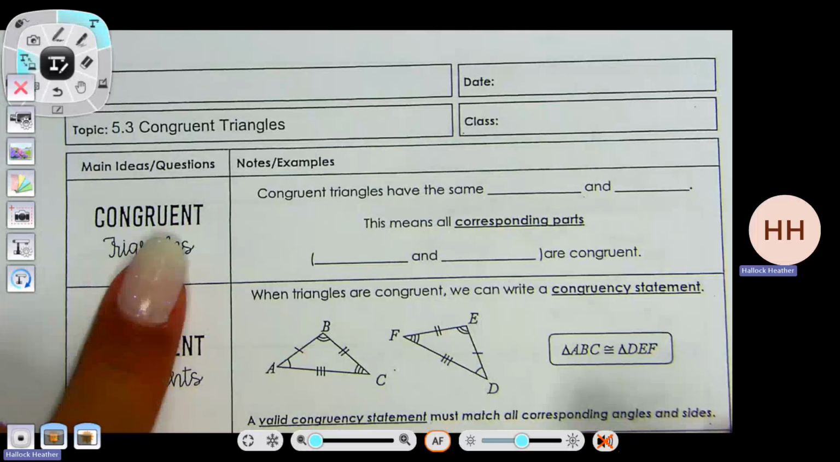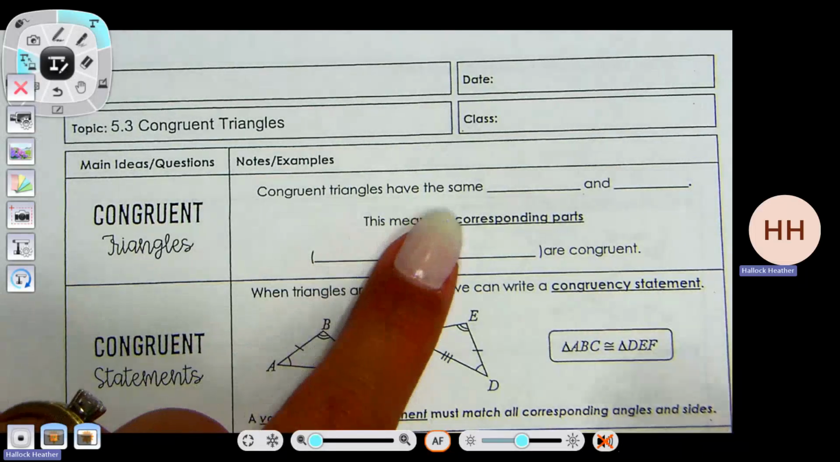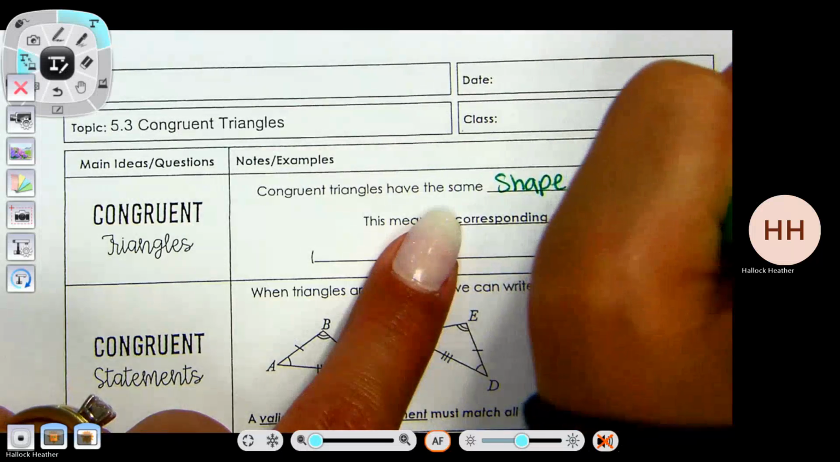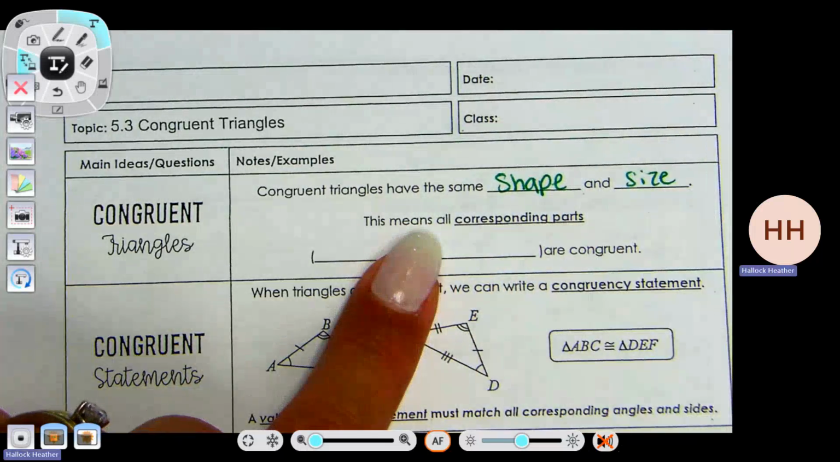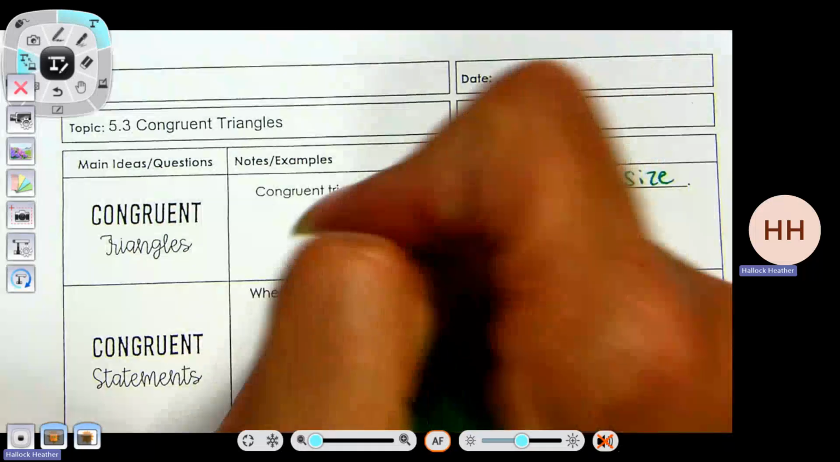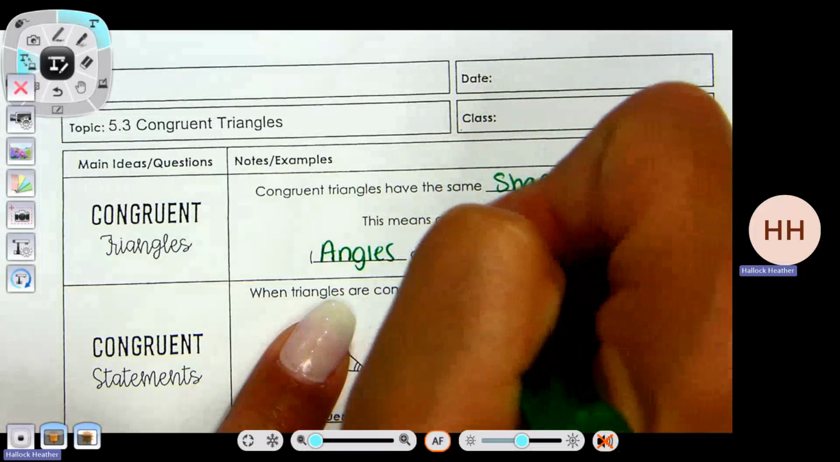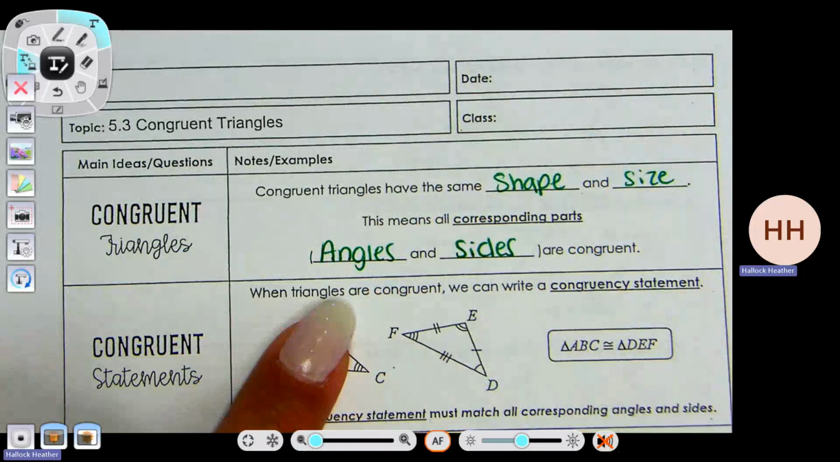So congruent triangles are when two things are equal. They're exactly the same shape, same size, just like when we did transformations. So congruent triangles have both the same shape and size, which means all the corresponding parts are congruent. Your corresponding parts are not shape and size. Your corresponding parts would be angles and side length, angles and sides. So if the angles and the sides are all congruent, then the two shapes are congruent, meaning they are both exactly the same.